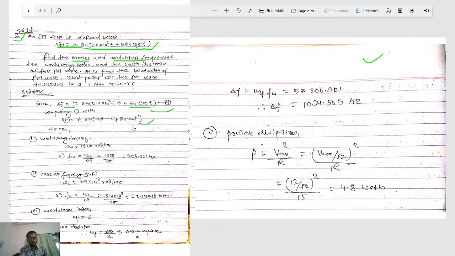So after comparing these two, we'll get the modulating frequency ωm. In place of ωm, we get here 1300 radian per second. So ωm will be 1300 radian per second, and to calculate fm we know fm equals ωm by 2π. So we'll get 1300 upon 2π, which is 206.901 hertz. And again, carrier frequency: here ωc is equal to 2.4 × 10^8 radian per second.